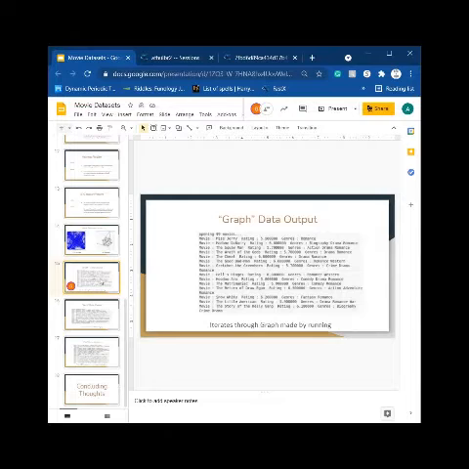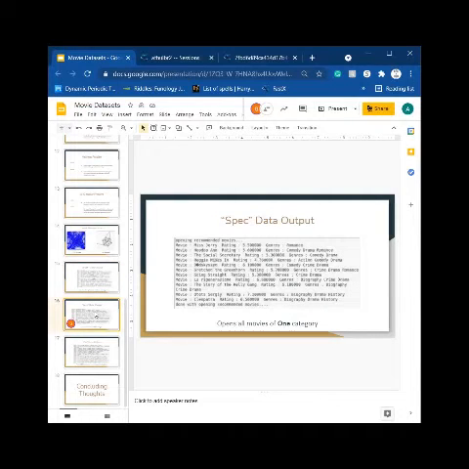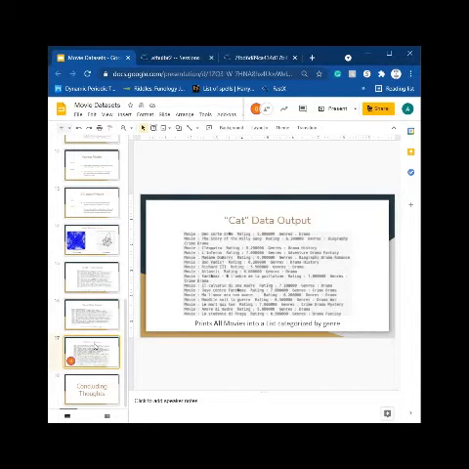And so this would be the initial output of just all the movies, randomized, no real order to anything. And then we had the spec data output, which is basically like the user chooses one movie they like, and then it lists out a bunch of recommended movies that the algorithm would think they like based on the starting movie. And then we have this cat data output, which shows all the movies, but categorized into their own genres. So, completely ordered based on their genre.